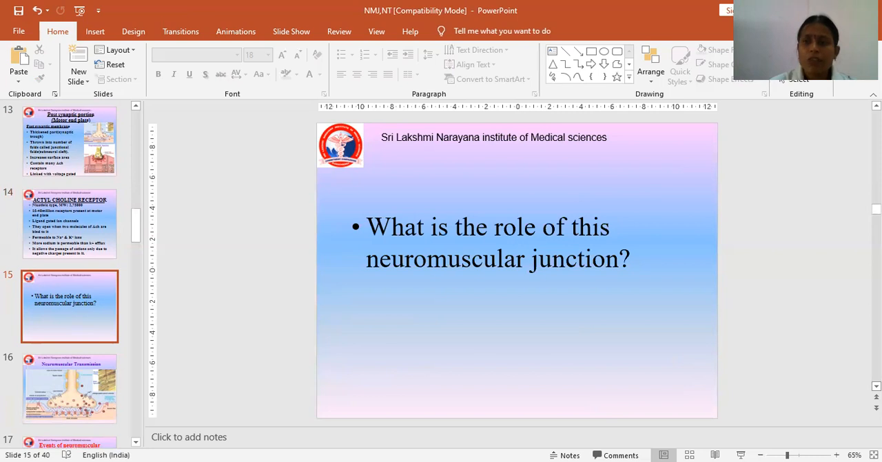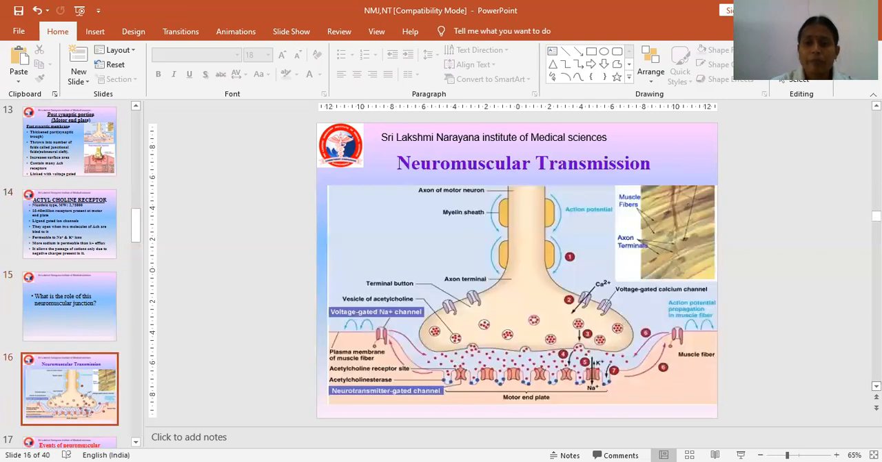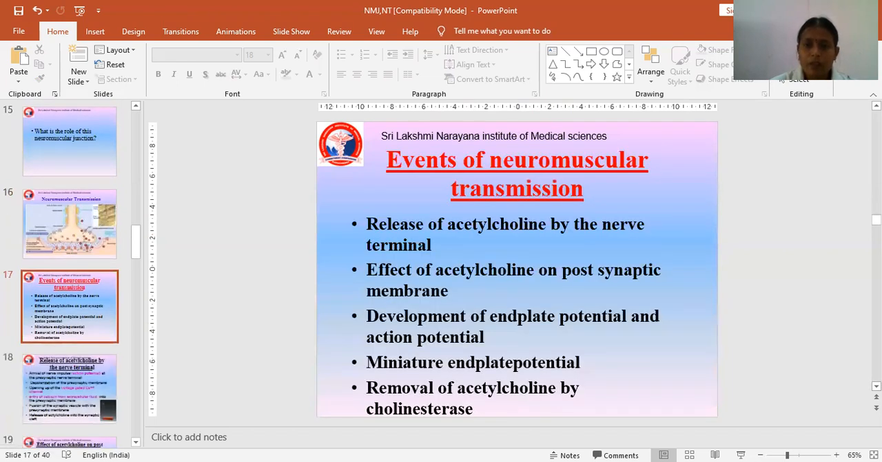So we discussed the structure of the neuromuscular junction. Now we are going to discuss the function of the neuromuscular junction. What is its role? The main function of the neuromuscular junction is transmission of impulses from the nerve fiber to the muscle fiber. That is called neuromuscular transmission. We are going to discuss the events that occur during neuromuscular transmission one by one.